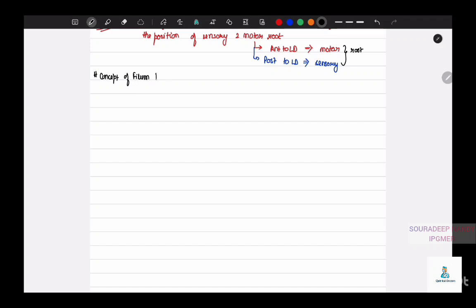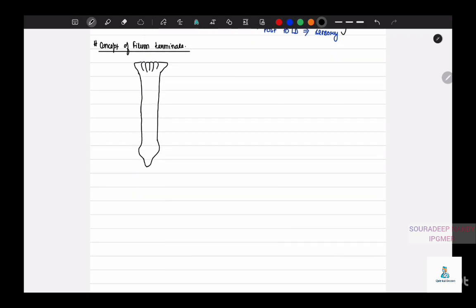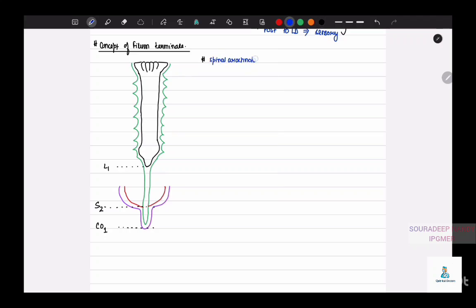Coming to filum terminale. Filum terminale is formed because the spinal cord in the intrauterine life extends up to the first coccyx, but gradually the vertebral growth exceeds the spinal growth and the vertebral length becomes longer than that of the spinal cord, so the cord gradually ascends up, but the filum terminale remains at the level of first coccyx. The dura matter also remains at the level of first coccyx, but the arachnoid matter ascends up to the second sacral vertebra, and the spinal cord in the adult finally remains up to the L1 vertebra.